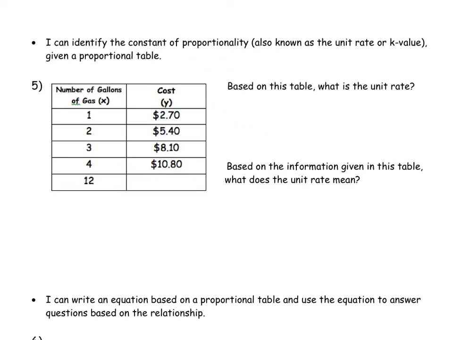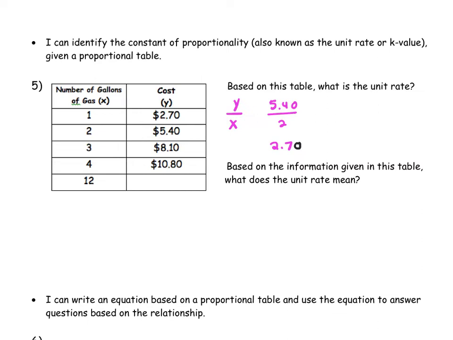Our next goal, I can identify the constant of proportionality, also known as the unit rate or k-value, given a proportional table. Based on this table, what is the unit rate? For this table, we could have chosen any of the y to x ratios. If you chose one like I did, then you have to acknowledge that this is money, so we must attach a 0. Using your calculator, it would have said 2 7/10.